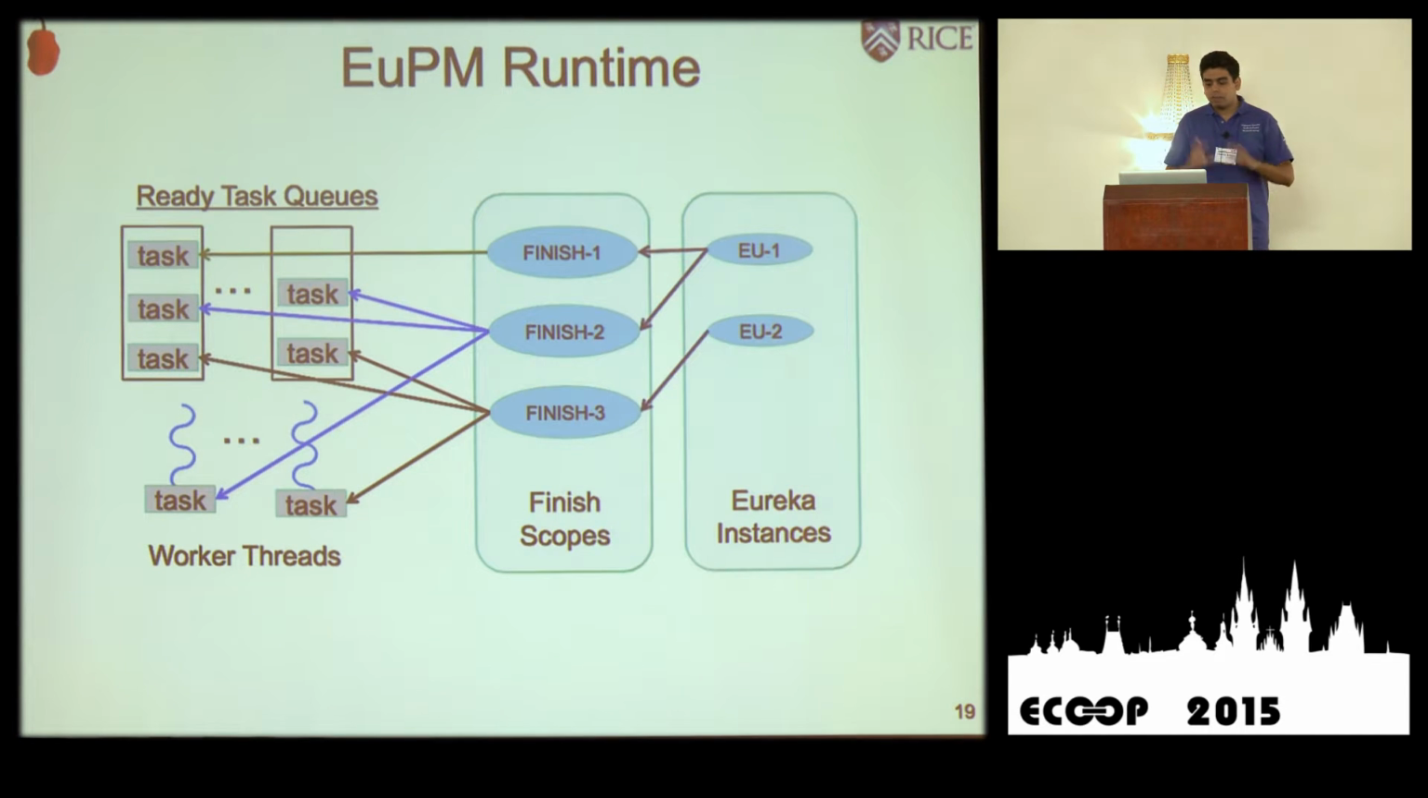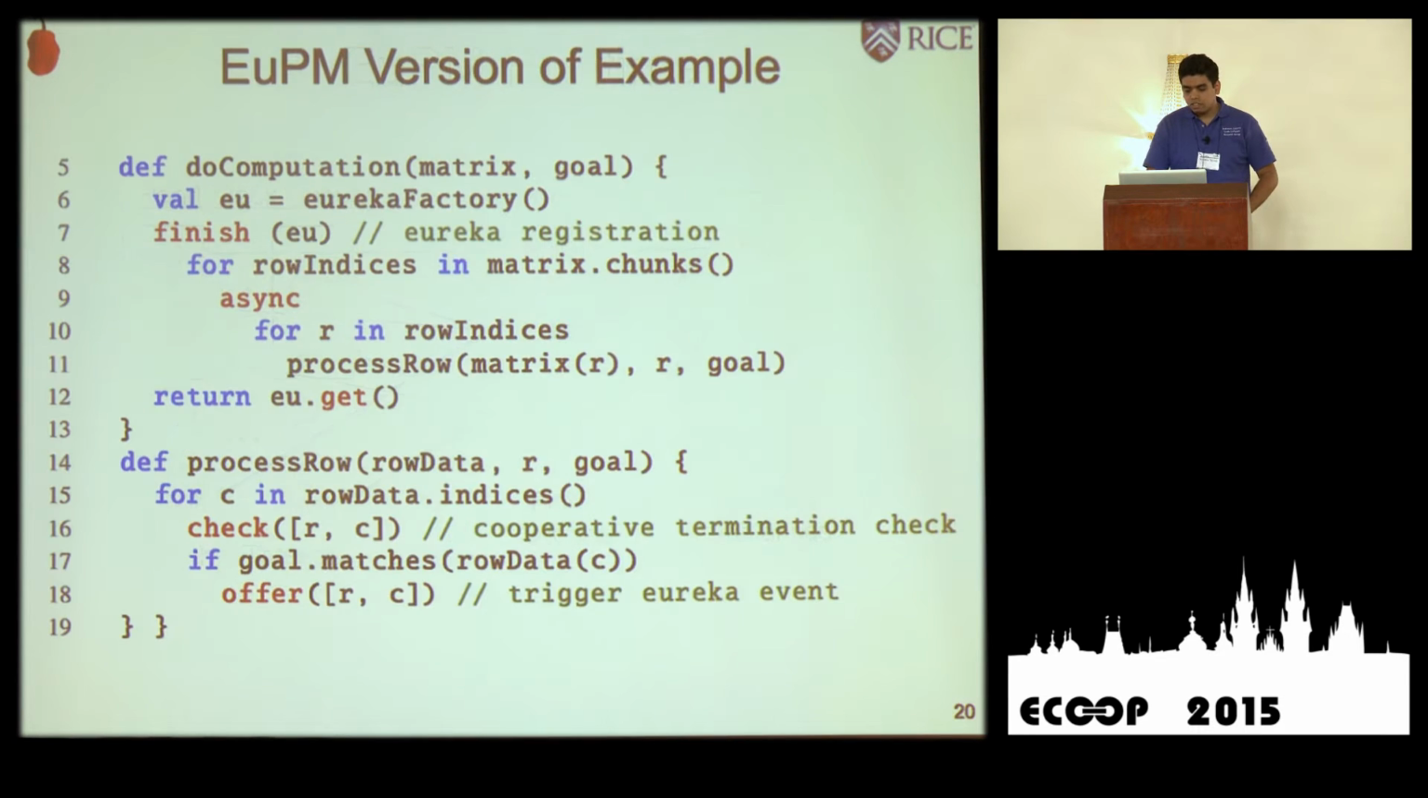Okay. And then all the runtime now needs to worry about is mapping these Eureka instances to finish scopes. What you have on the left, the finish scopes and tasks, these are normal constructs that you have in an async finish programming model anyway. The runtime needs to keep track of which finish a task is registered on. The only added overhead here is that you now also have to keep track of which Eureka instances a finish is registered on. Okay. So given this programming model, how can we write the same example that I spoke about earlier? Right? I want to do a parallel search on a 2D array, and I want to be able to terminate tasks early when I find the result.